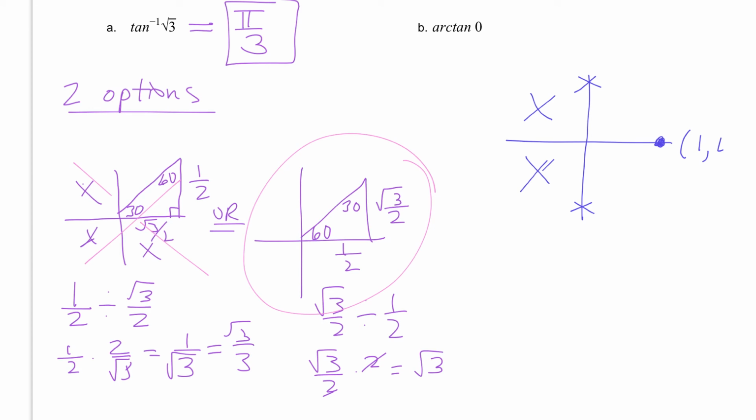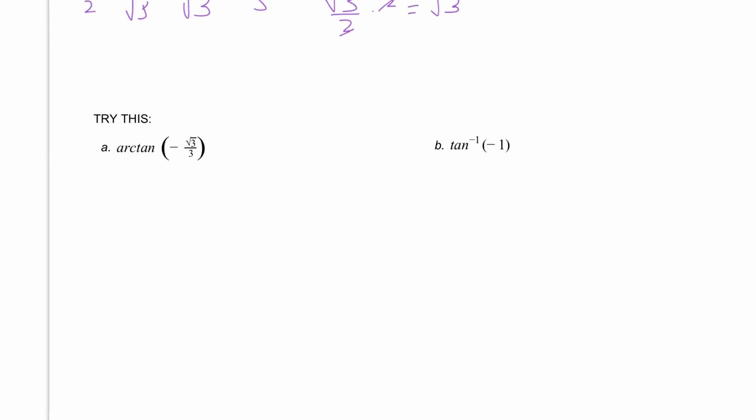So this is our point 1, 0. And if we take the sine, which is our y value, divide it by our x, we would be taking 0 and dividing it by 1, which does give us 0. So the angle that we have, and this is where it gets kind of confusing, this 0 and the angle 0 are two different things. But our angle that we have rotated is just 0 radians. If you have questions, let me know. Otherwise, let's move to the try this.